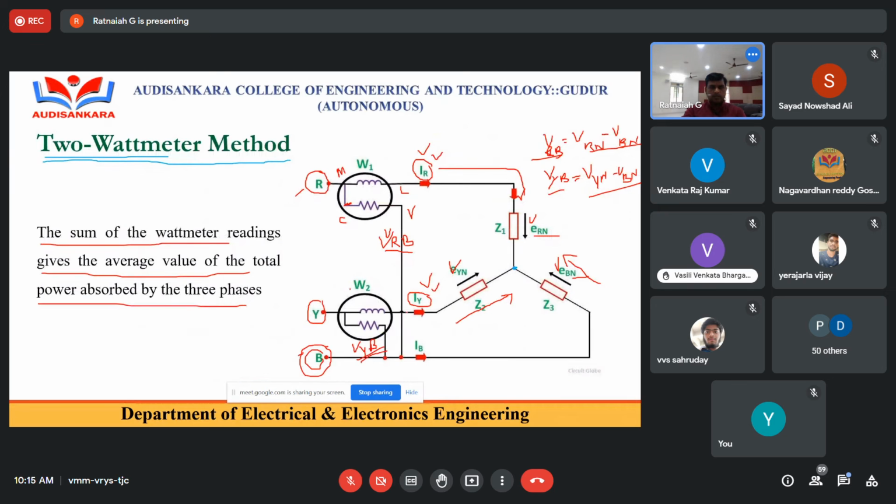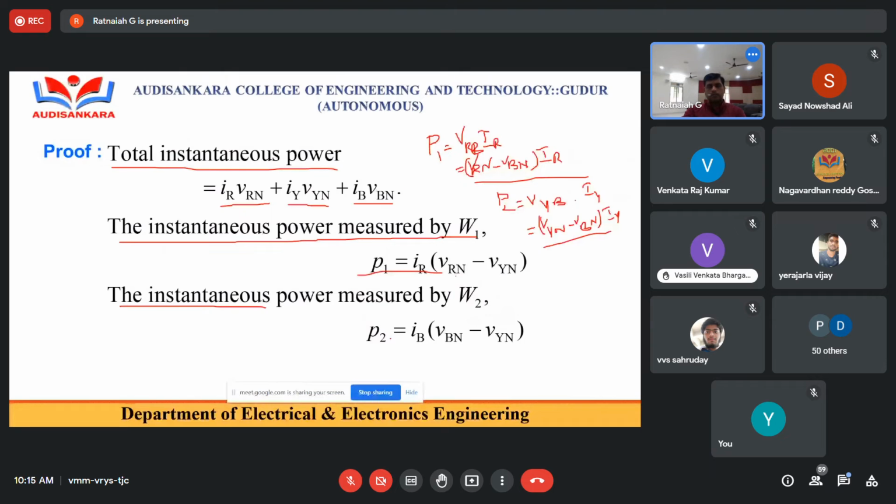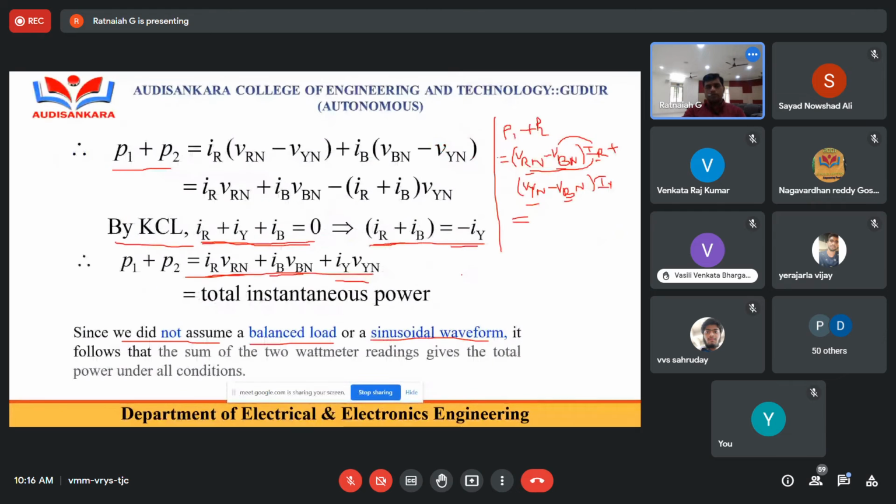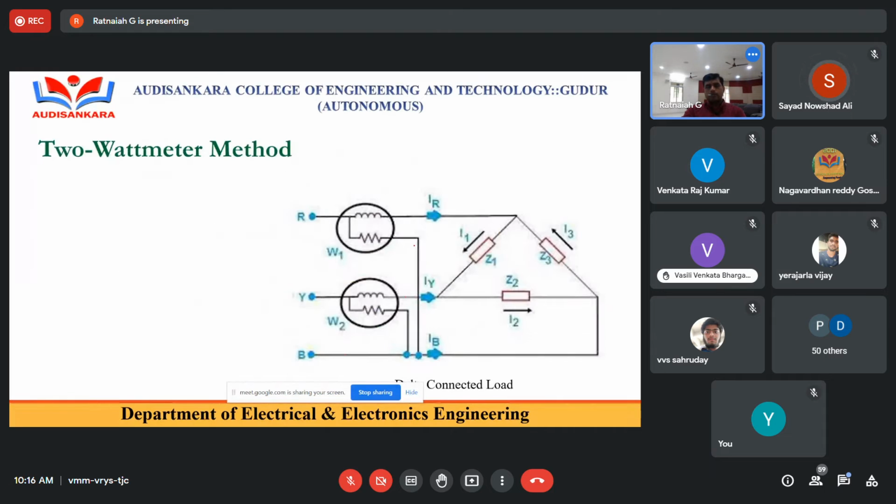Because this is IY, the potential coil is connected between Y and B, VYB. So VYN minus VBN. It is quite opposite. Yes, sir, the expression is totally wrong. Okay. That's why I have written it on a separate sheet. So I think you had better go by the phasor diagram.